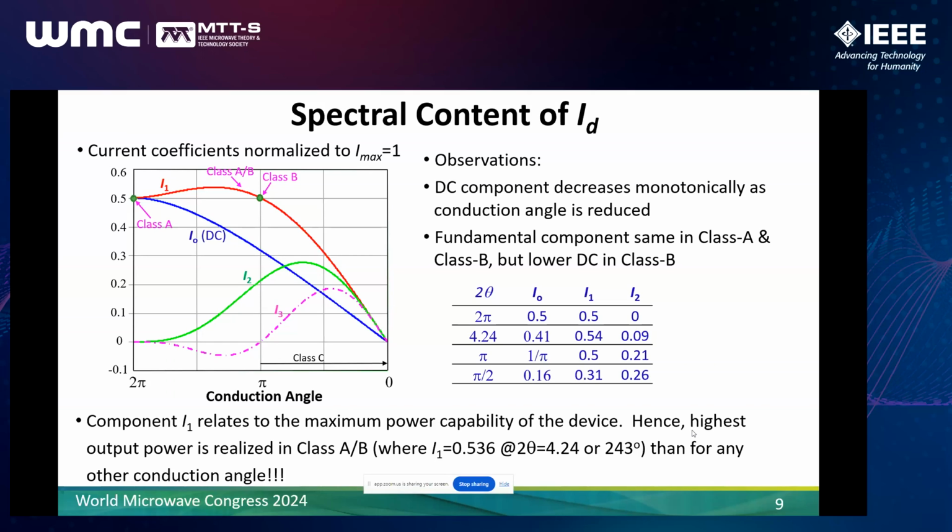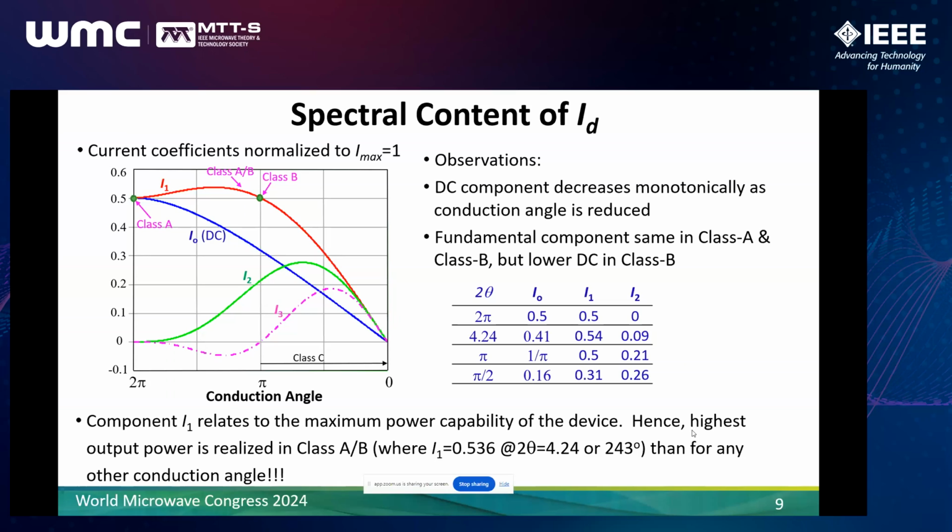is the third harmonic. So on the x-axis, I have the conduction angle from 2 pi being a full sinusoid to pi, which is a half rectified sinusoid, down to 0. And the current coefficients are plotted on the vertical axis. So the first thing to note is the fundamental current I1 is the same for both a full rectified waveform and for a half rectified waveform. So in Class A or Class B, we would expect similar output powers.